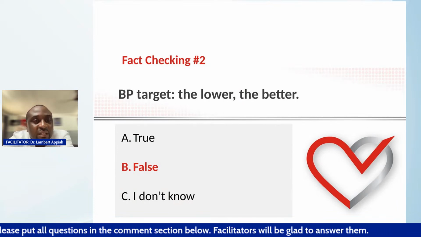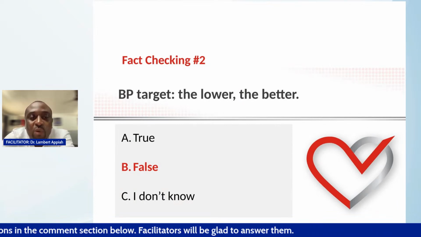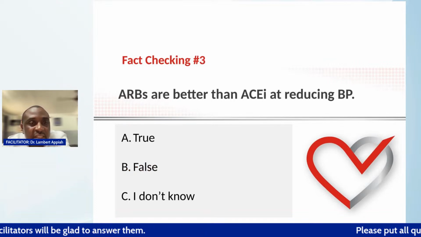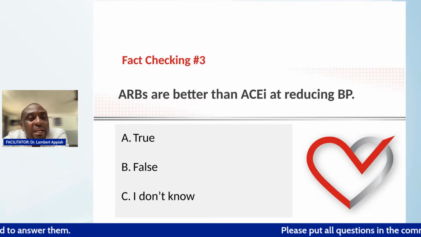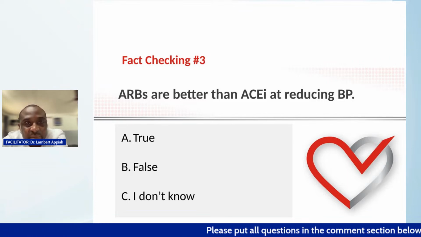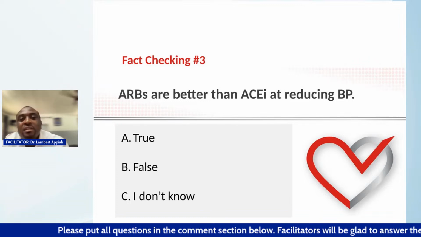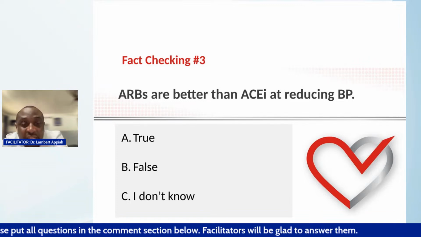So fact check number 2, BP target, the lower the better, cannot be the case because there's a range that needs to be targeted. Next: ARBs better than ACE inhibitors at reducing blood pressure, and this is BP reduction. ARBs better than ACE inhibitors.